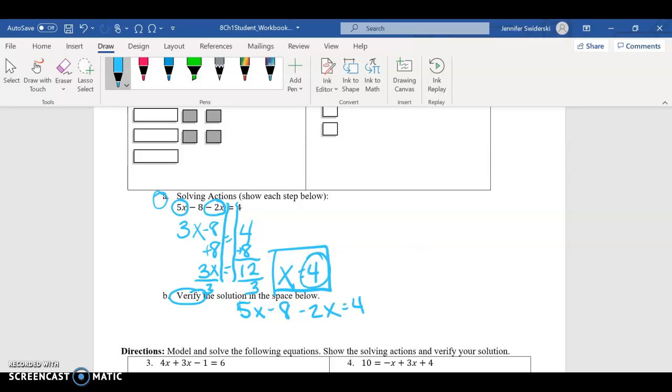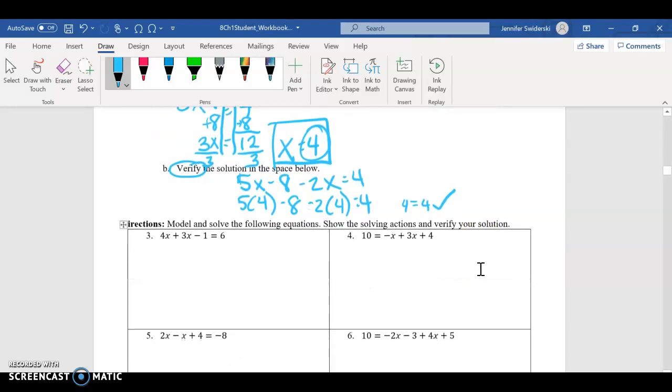So 5 times 4 minus 8 minus 2 times 4 equals 4. So we get 20 minus 8. Well, what's 20 minus 8? That's 14. 14 minus 8 should be 4 as well. Wait, 5 times 4 is 20. 20 minus 8, sorry, is 12. And then 12 minus 8 more is 4. Is 4 equal to 4? Yes, so we know that works.